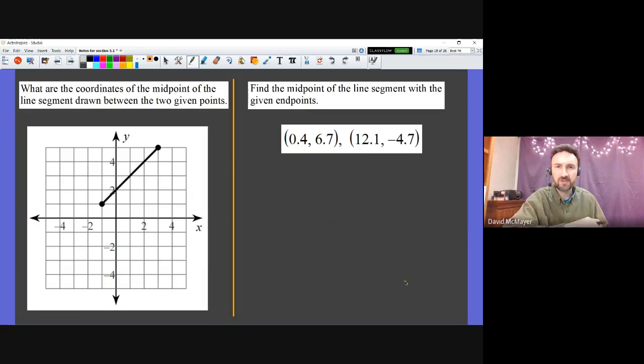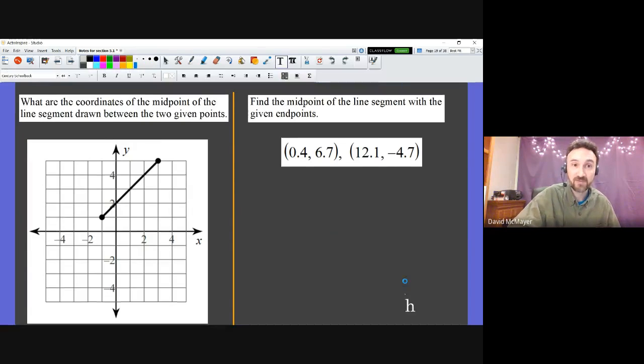Okay, so here's our two examples. What I would like you to do is choose one of those examples and then try that on your paper now. You should probably pause the video. I'm assuming you're back. Let's take a look at the solutions to both these problems.